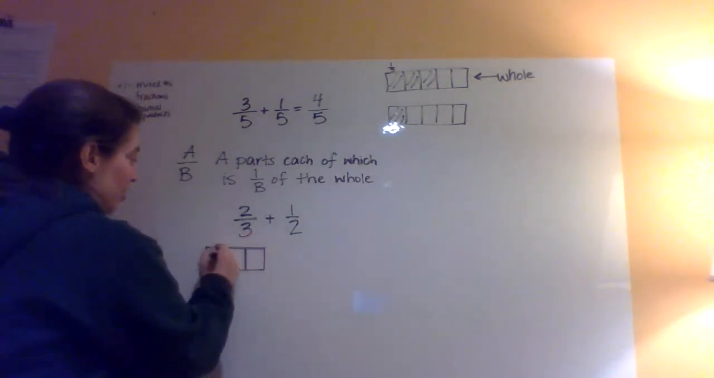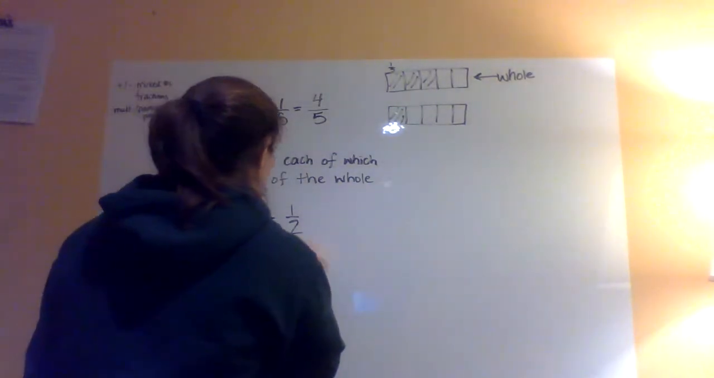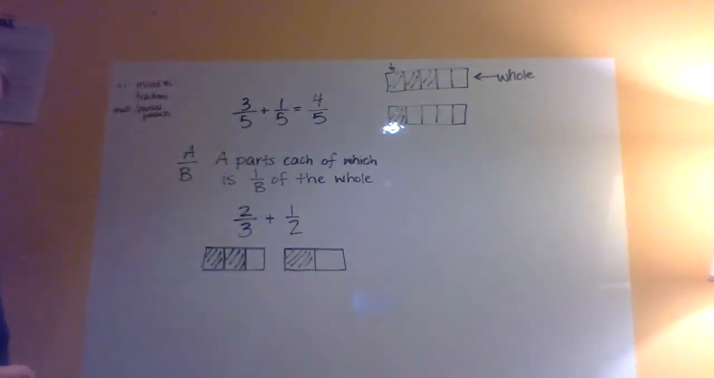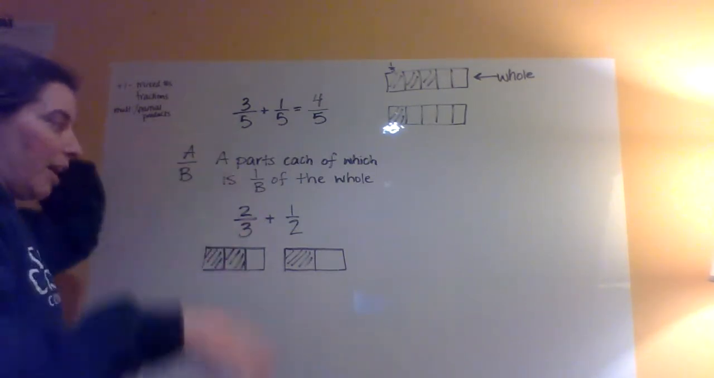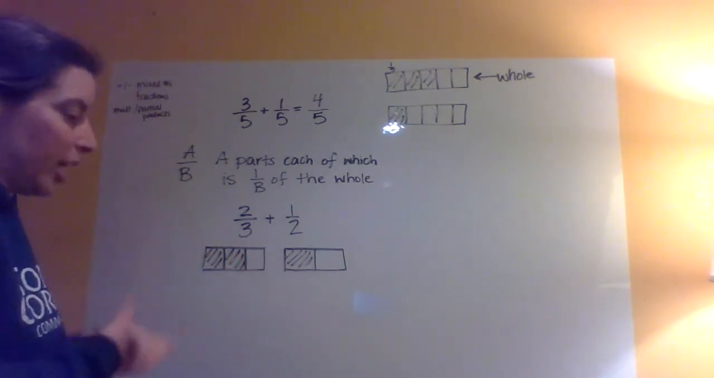Okay, 2/3. So I have 2/3 here. And then I have the same whole that I'm starting out with, and I have 1/2 here. Okay, so I want to know how much I have all together. Maybe I finished 2/3 of a test, and then I finished a half of a test. I want to know how much I have all together.